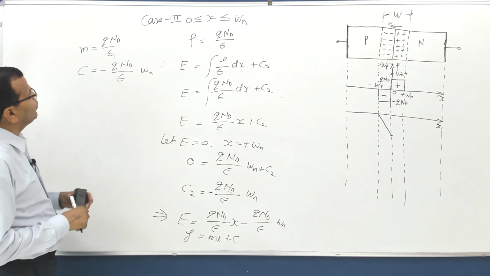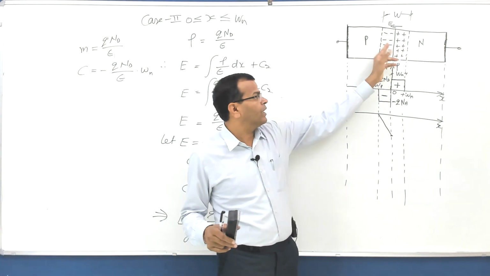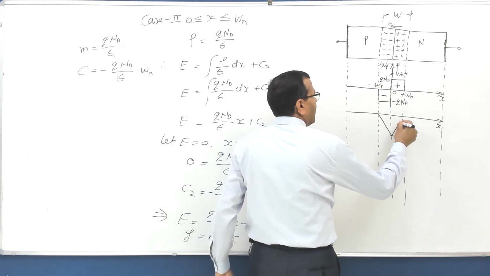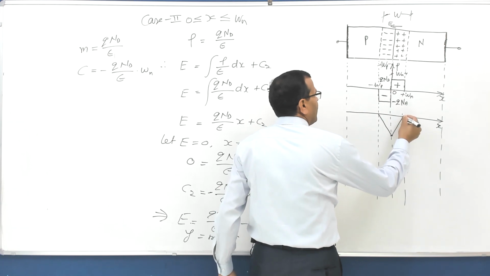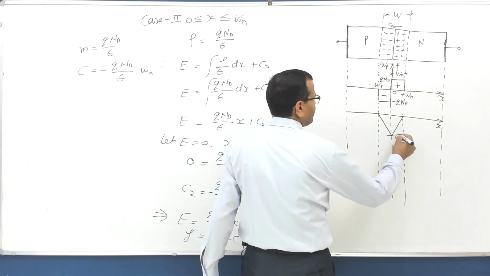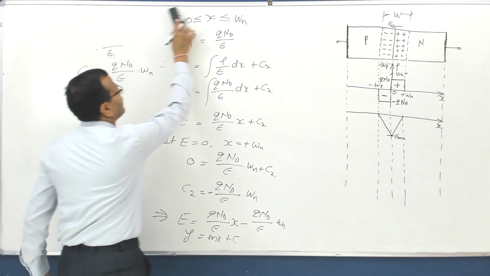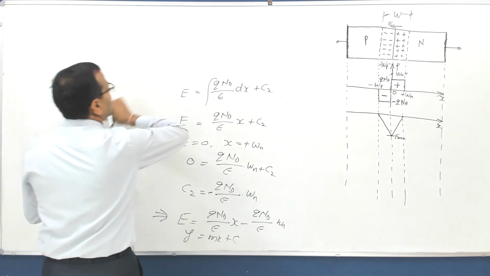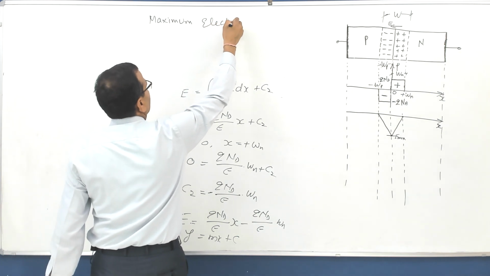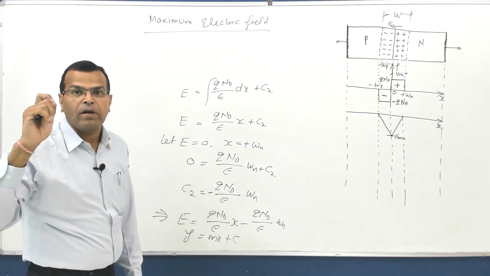At x equal to 0, you put x equal to 0 here, E is equal to this, but electric field is continuous from here to here, so it will be a straight line of slope qNd by epsilon, that is positive slope, and it is becoming 0 at x equal to Wn, and this is E max, that is maximum value of the electric field. So what I conclude here, maximum electric field occurs at the junction, that is also called metallurgical junction.